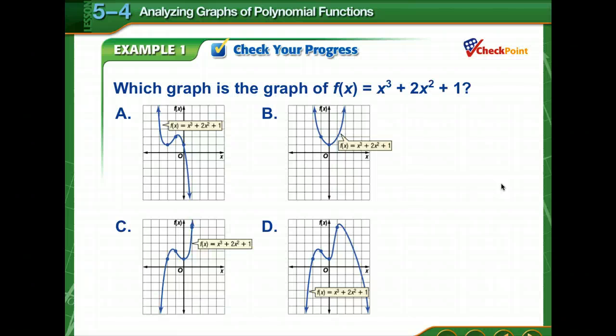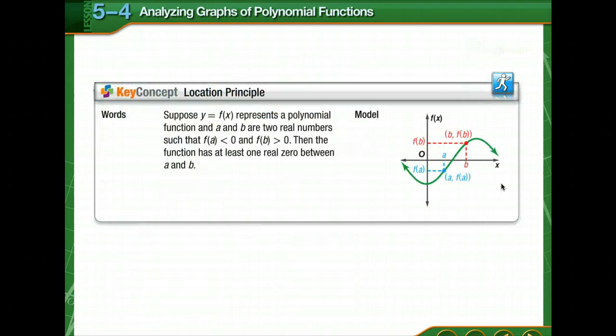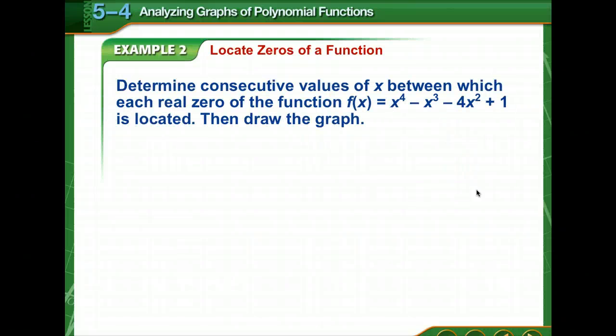So if the value of f of x changes signs from one value of x to the next, then there is a 0 between those two x values. This idea is called the location principle. So here's an example of the location principle. Let's locate the zeros of a function. We're to determine the consecutive values of x between which each real zero of the given function is located, and then draw a graph.